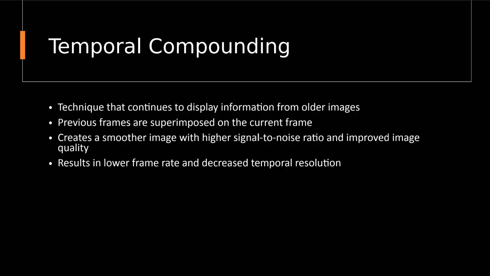So it's kind of like artificial intelligence in the system itself. It keeps a memory of what it just processed to help the system more efficiently work as we continue to process newer information. So previous frames are going to be superimposed on the current frame, and it's going to create a smoother image with a higher signal to noise ratio and improved image quality.